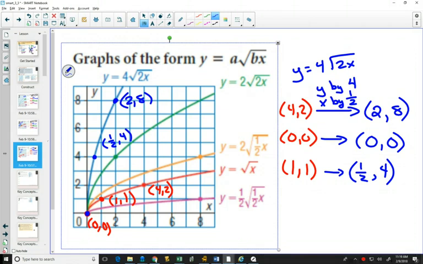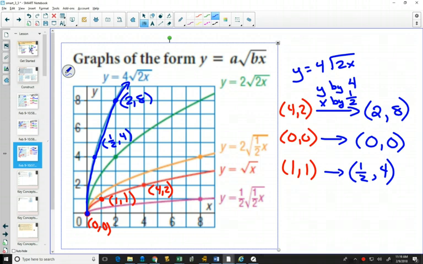Those 3 points corresponded to our original 3 red points, and now we would be able to draw our graph going through those points, still having the same shape as our original square root graph, kind of a curve bend, but it's much steeper than it was before, because that graph had a vertical stretch by a factor of 4 and a horizontal compression by a factor of 1/2.